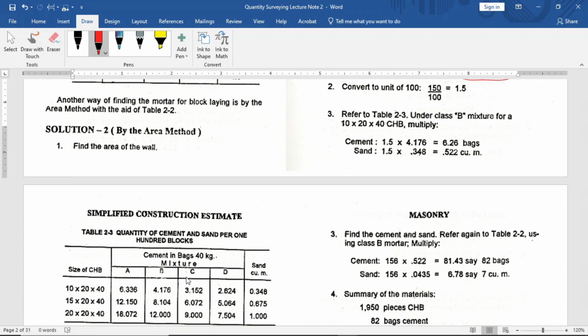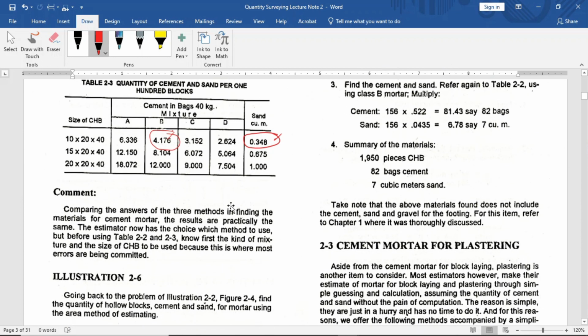So, 10 by 20 by 40. Ito yon. Type P at class B. Tapos ito. So, yung 1.5, yan yung gagamitin natin. 1.5 times multiplier na ito. So, 1.5 times 4.176, 6.26 bags. Sand is 1.5 times 0.348. So, yan yung methods natin sa pag-solve.